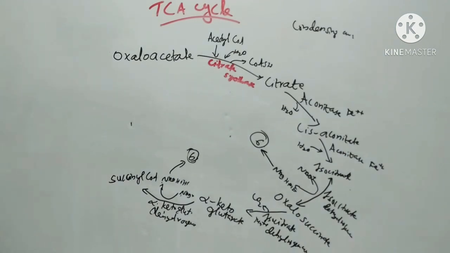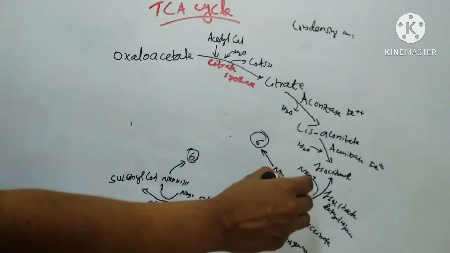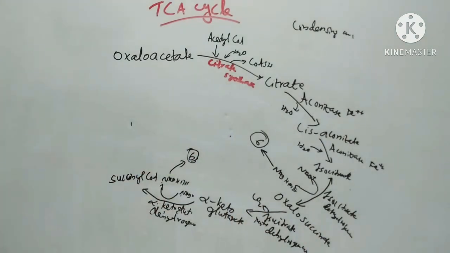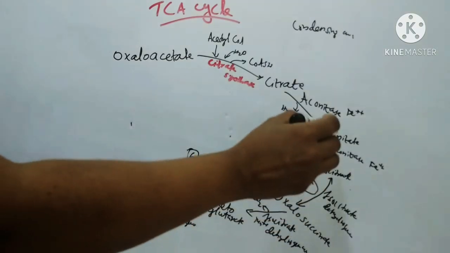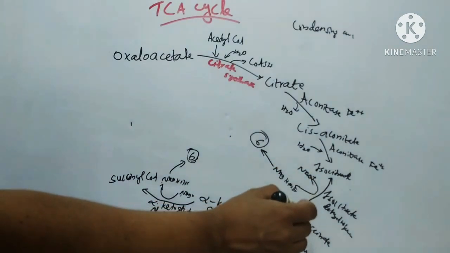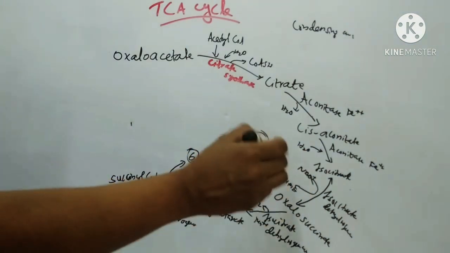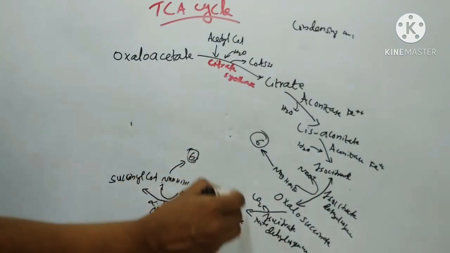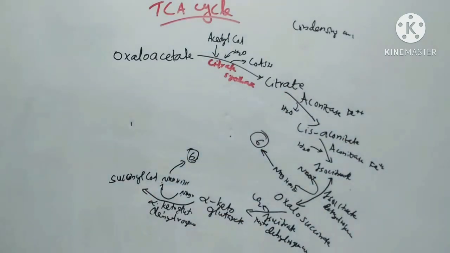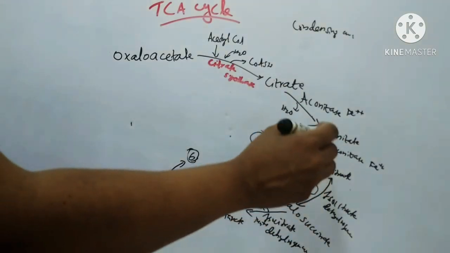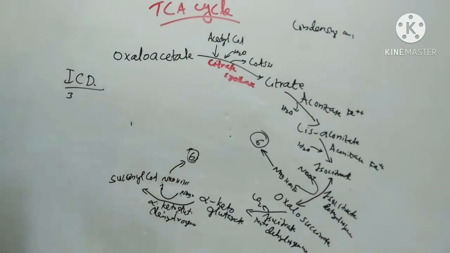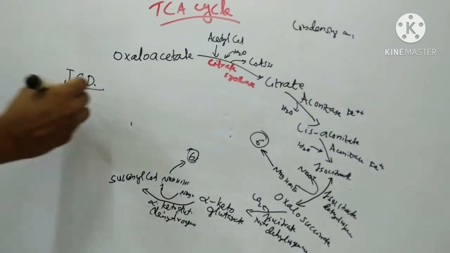Here isocitrate undergoes oxidation followed by decarboxylation, and it first forms alpha ketoglutarate. The first step is formation of oxalosuccinate, and then alpha ketoglutarate or alpha oxoglutarate from isocitric acid. The isocitrate dehydrogenase enzyme is of 3 types.